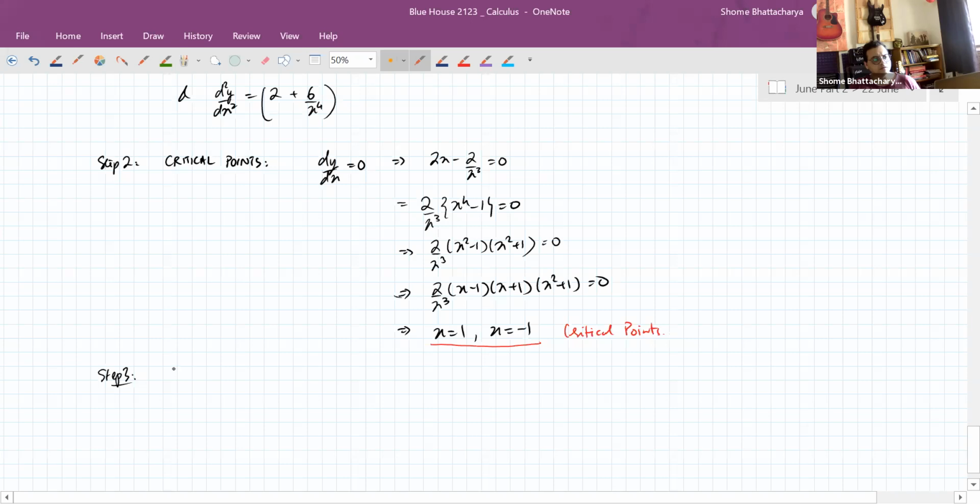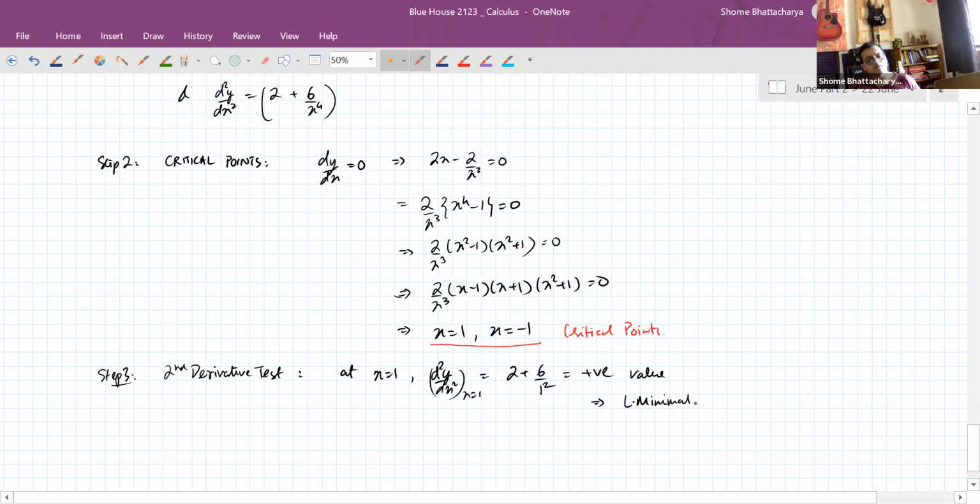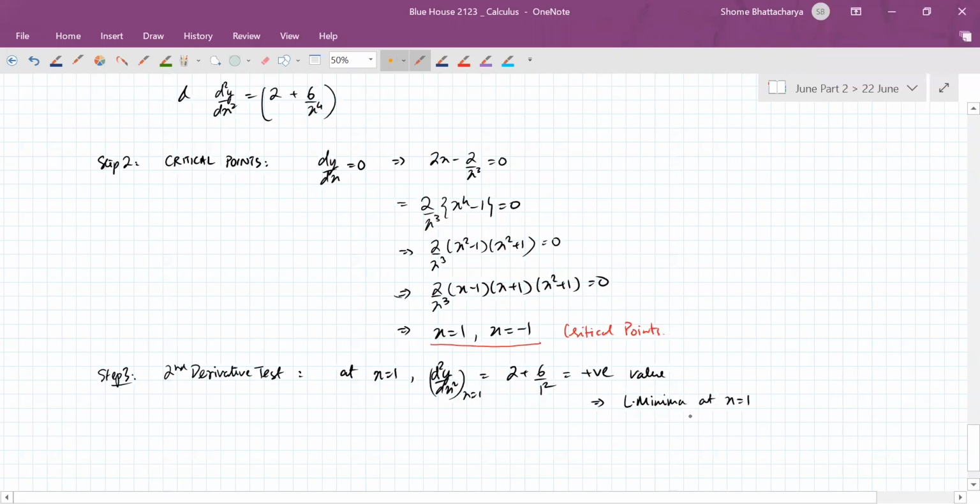So step 3, second derivative test. First we can see that at x equal to 1, the value of our second derivative is 2 plus 6 by 1 square. So that is a positive value, which means the function has a local minimum at x equal to 1.